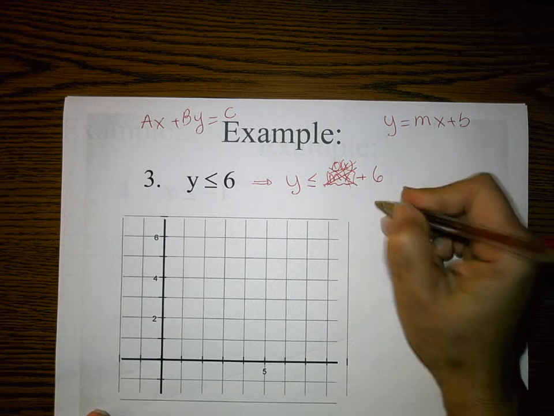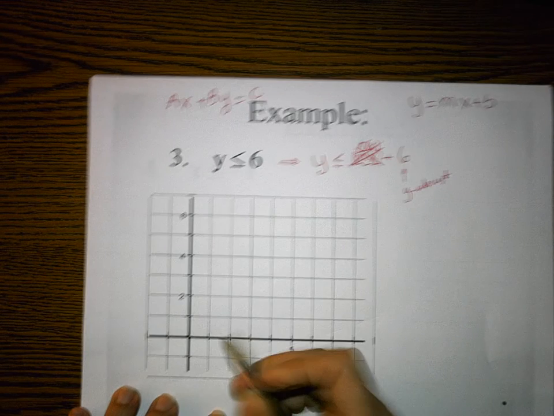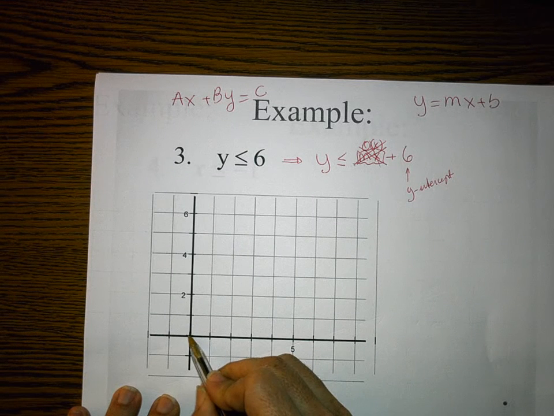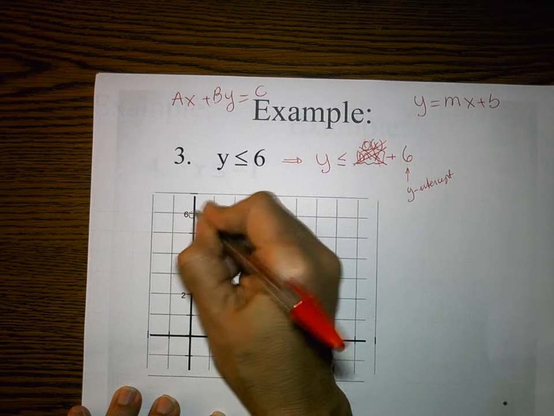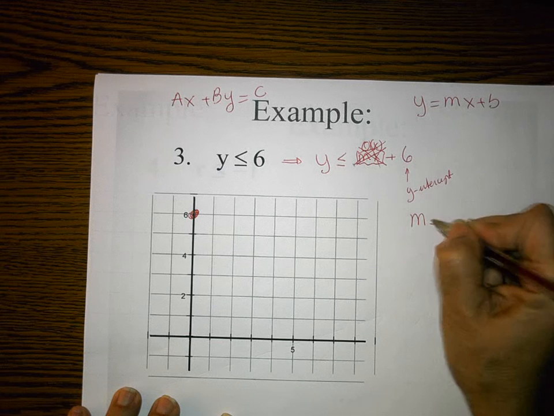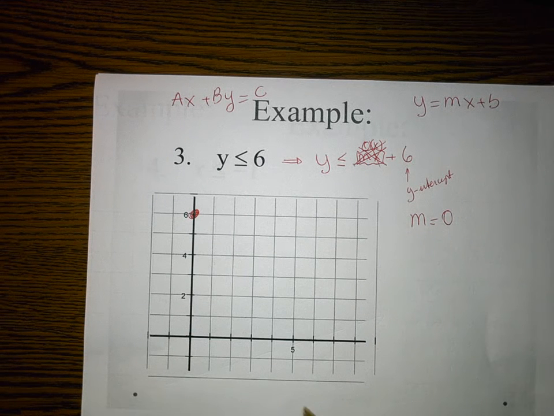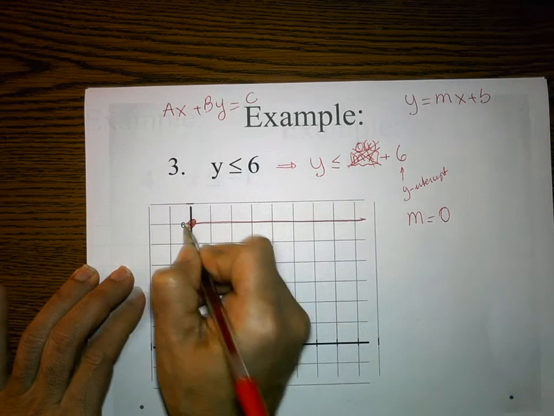So this is still the y-intercept is 6. So you go up to 0 on x here. 1, 2, 3, 4, 5, 6. Here's my y-intercept. But the slope is 0, okay? The slope is 0. I don't go up, I don't go down, I just stay constant at the same 0 slope right here. So that is my line.